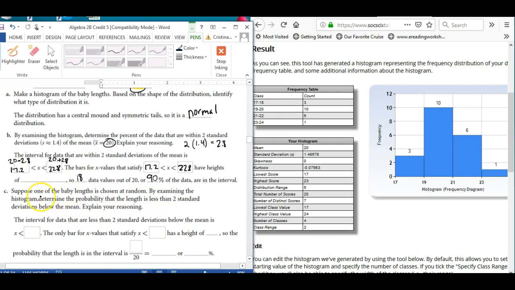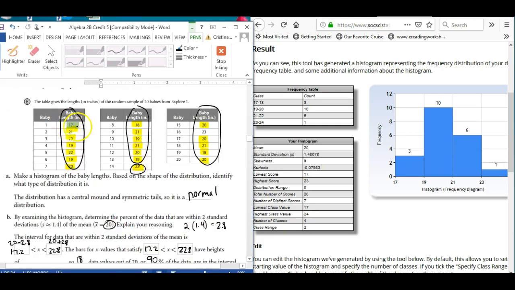Part C says, suppose that one of the baby lengths is chosen at random. By examining the histogram, determine the probability that the length is less, actually less, than 2 standard deviations from the mean. Well, we found 2 standard deviations from the mean to be about, I believe, 17.2, because we worked that out in part B. So it's about 17.2. So let's go ahead and see what's below 17.2 in our data set.